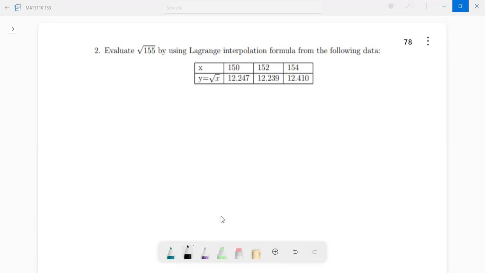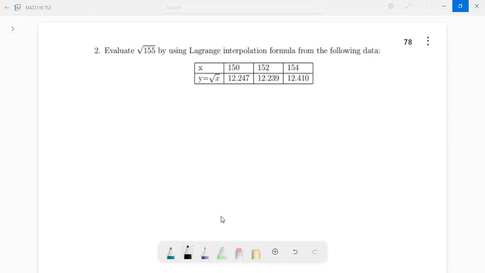So we're using these values in Lagrange interpolation with these points here to approximate the square root of 155. So I want to find the value of the function when x is equal to 155. So the first thing is for us to come up with a Lagrange quadratic, or a Lagrange polynomial for degree 2.